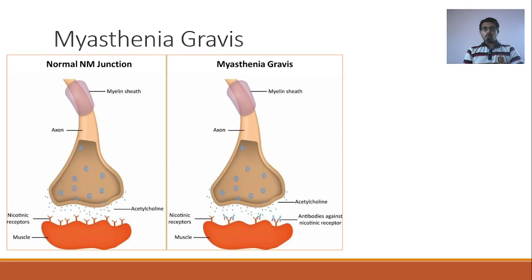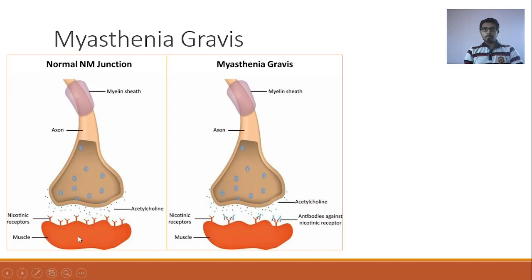Myasthenia gravis is an autoimmune disorder. It affects the neuromuscular junction. In the normal neuromuscular junction, whenever an impulse arrives, acetylcholine is released from the presynaptic neuron. This acetylcholine occupies the nicotinic receptors located on the muscle end plate that will lead to muscle contraction.